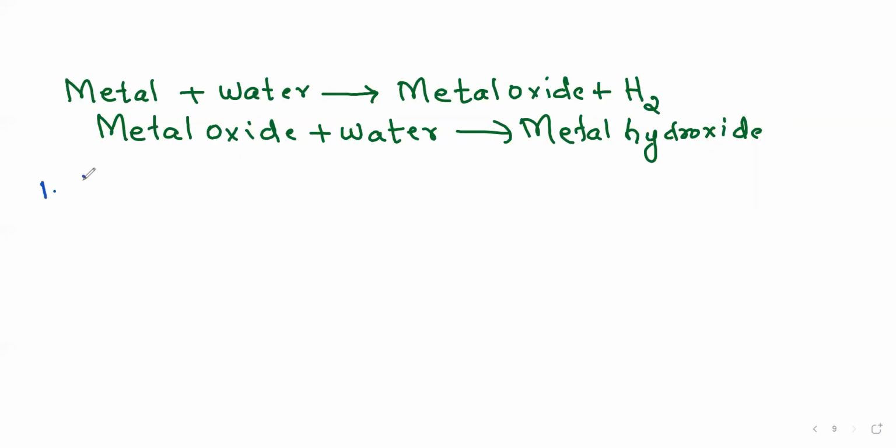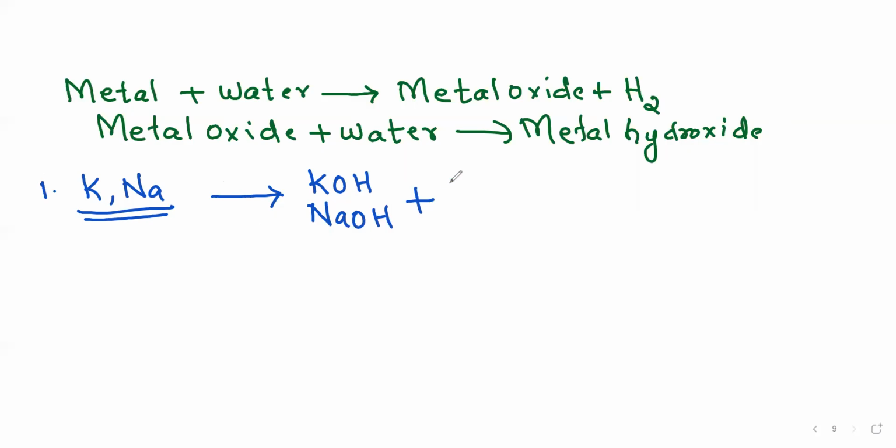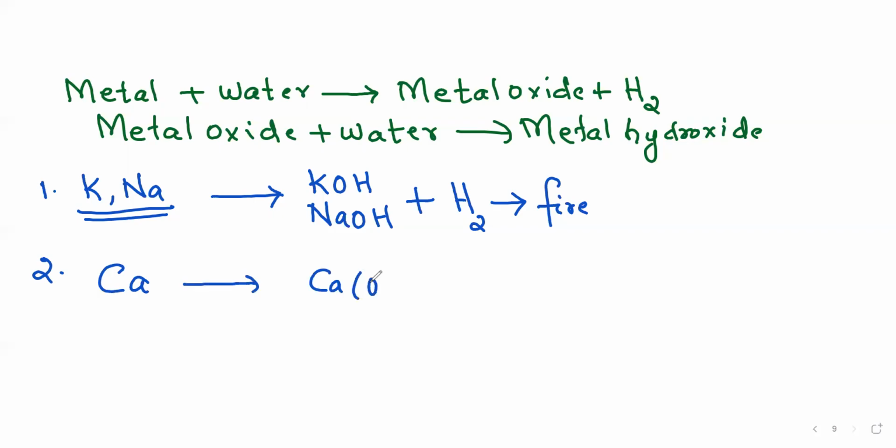As usual, sodium and potassium are most reactive. This will give us the corresponding KOH or NaOH, and it will release hydrogen gas, and that will catch fire. So it's a very violent reaction. Immediately it will catch fire. But the second one is our calcium. Calcium also will give us Ca(OH)2 plus hydrogen, but no fire. Why no fire? All are exothermic reactions.